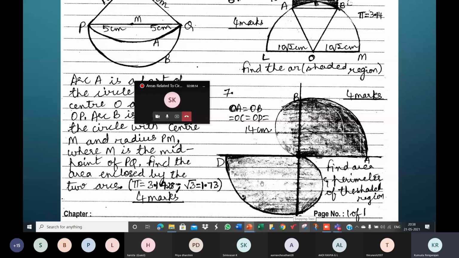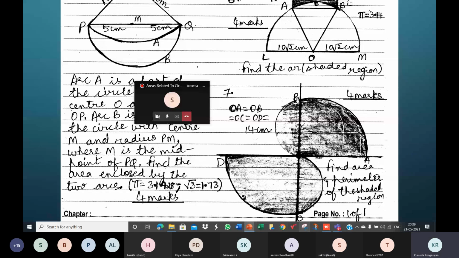And then how do you find the length of this arc in the quadrant? I just want that expression. How do you find the length of this arc in a quadrant? Pi r by 2. What's the length of the circle? What's the perimeter of a circle? 2 pi r, ma'am. So for a semicircle, 2 pi r by 2. And for a quadrant, 2 pi r by 4, which is pi r by 2.